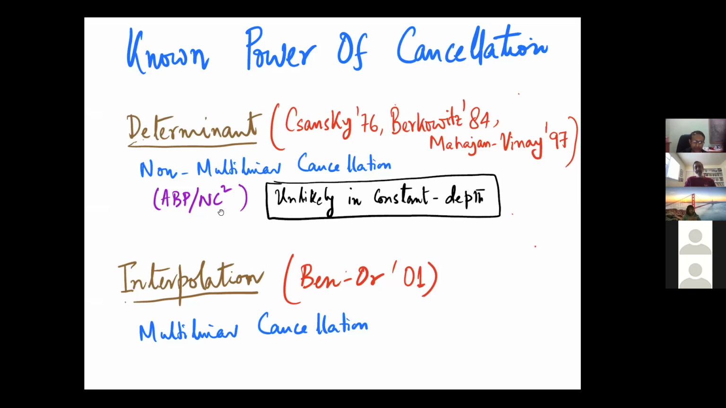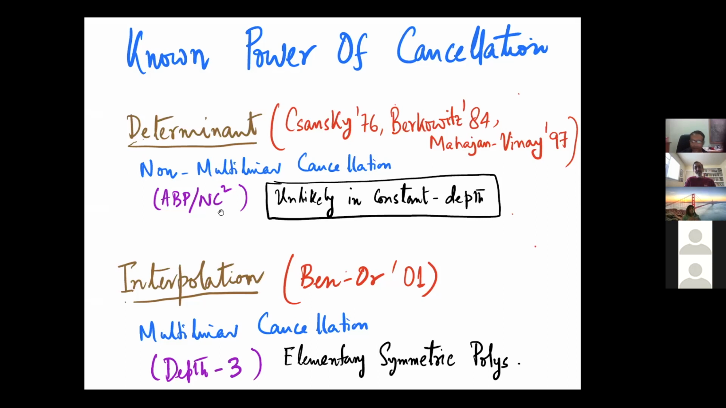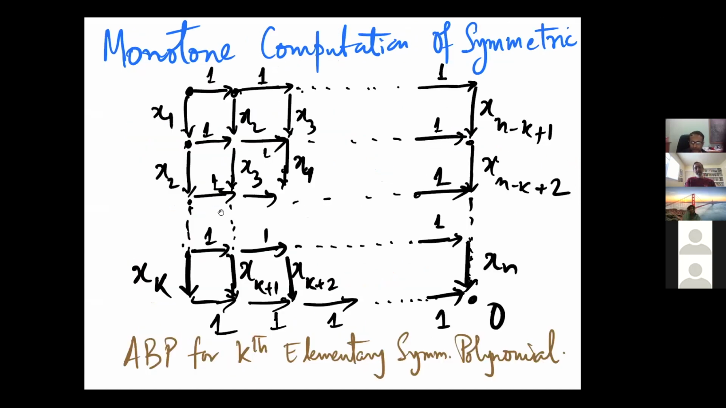The interesting thing is that these kinds of cancellations are carried out in depth 3, so depth 3 circuits already have interesting power. In particular, they can compute the elementary symmetric polynomials, which are monotone polynomials. So you may hope to use the elementary symmetric polynomials to prove our theorem. Unfortunately, there is a very simple way to compute them efficiently by monotone circuits, so the power that interpolation gives us seems not sufficient for our purposes.